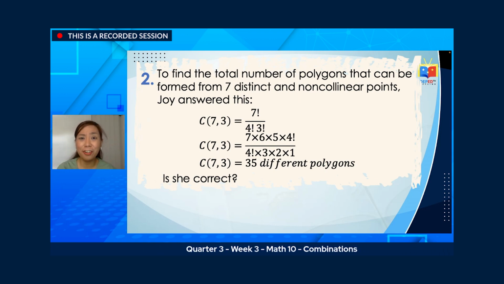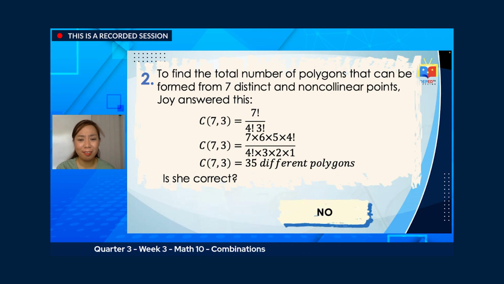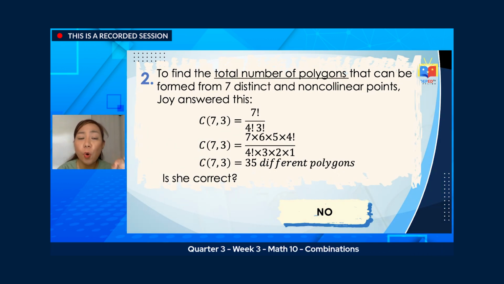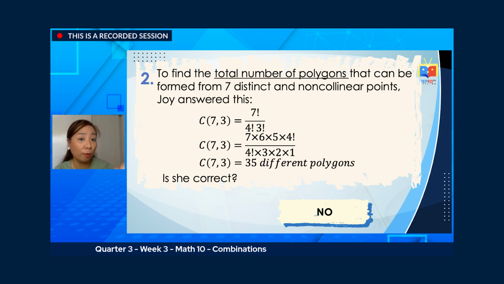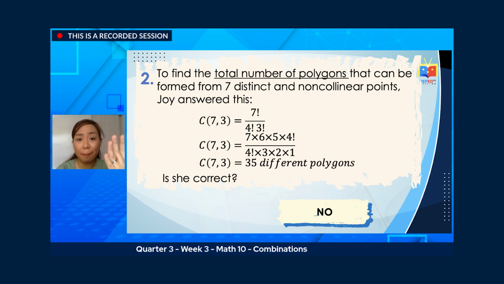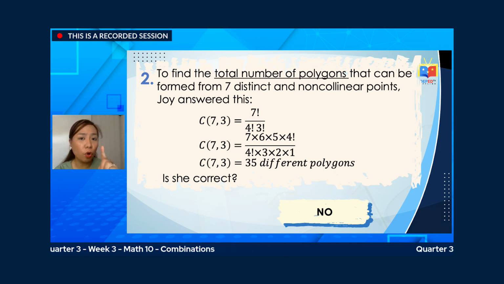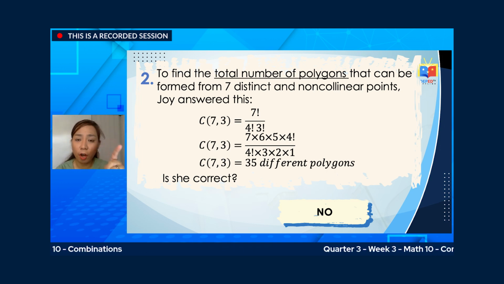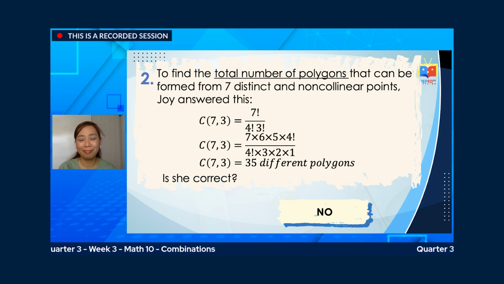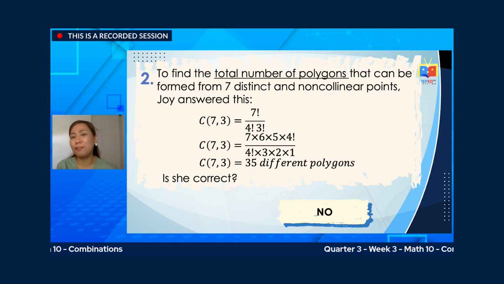So, mathletes, is she correct? Yes or no? Well, actually, she's not. Though the solution is actually correct, this solution is only for the number of triangles formed. What about the others? We also have quadrilateral, pentagon, hexagon, and heptagon. So, you need to solve not just one problem for the combination of getting triangles, but also for the other polygons that I have mentioned. Understand? So, mathletes, did you get 2 out of 2 questions?